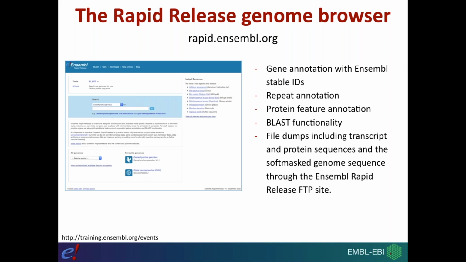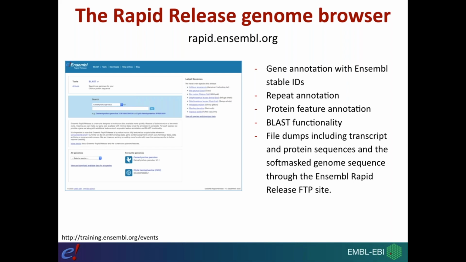And just on the right-hand side, I've listed the main data types that we make available through the Rapid Release Genome browser. So for each species, for each genome assembly that we present, there's a gene annotation with Ensembl stable IDs. So the genes themselves are annotated using an Ensembl automated pipeline and then assigned stable IDs. We also have repeat annotation. So repeats within the genome are annotated and we can view those in the genome browser. The protein features across transcripts and the proteins that they encode are annotated as well.